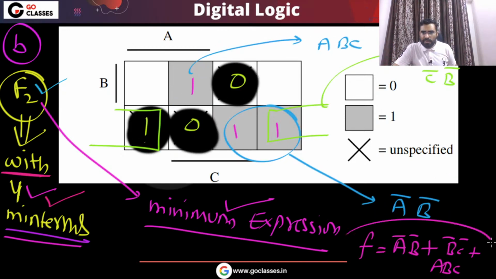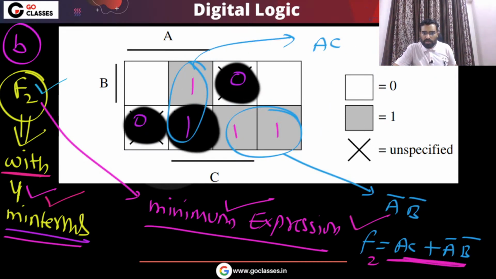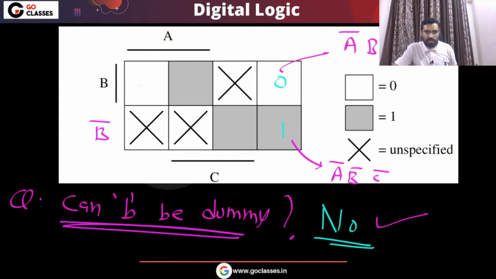This is not minimized, so definitely this is not F2. This is not the answer because the question is asking for the minimized one. So the answer will be this and this. This is a big expression, it is not minimum. Let's see the next question.